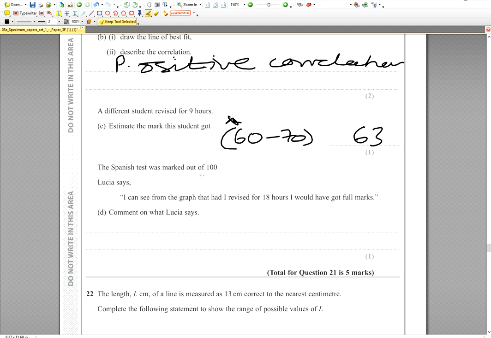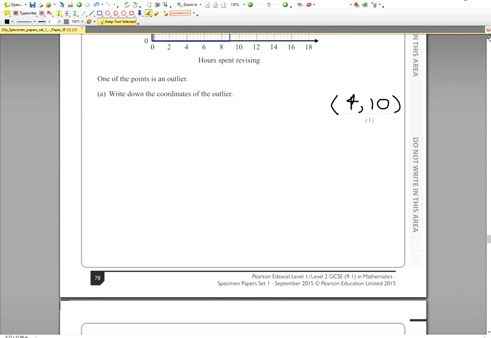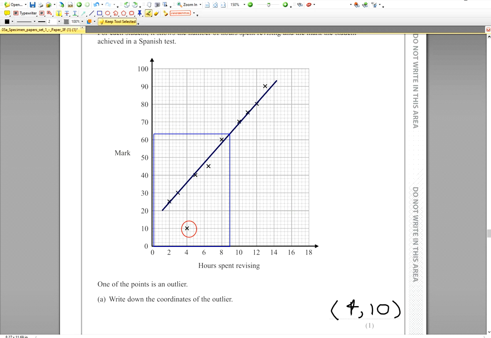The Spanish test was marked out of 100. Lucia says, I can see from the graph that if I had revised for 18 hours, I would have got full marks. Comment on what Lucia says. The data is only for 13 hours. If you look at the last point, it's for 13 hours. So it's dangerous to extrapolate the data that far. The data starts at around 2 hours and goes up to 13 hours, this point here.